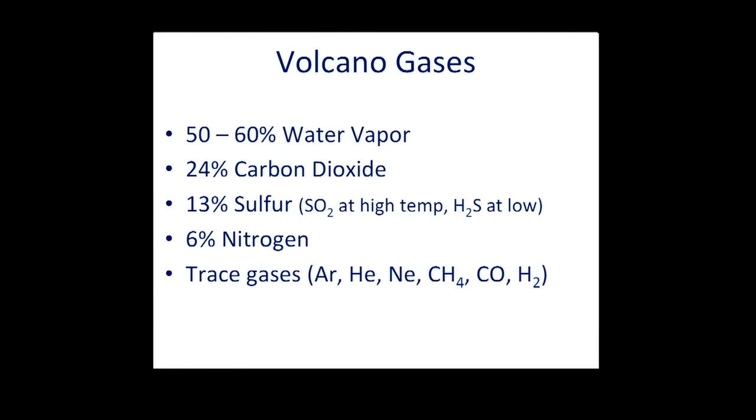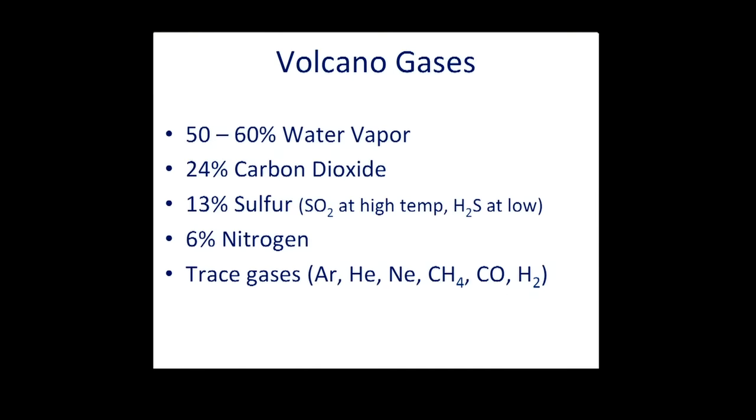And the atmosphere then becomes a mixture of what comes out of the volcanic vents. Lots of volcanic gases, mostly steam and water vapor, carbon dioxide, plenty of carbon dioxide. You have sulfur and nitrogen, plus the trace gases, the noble gases that don't react so much, the argon, the neon. You have a little bit of methane, a little bit of carbon monoxide, and hydrogen.